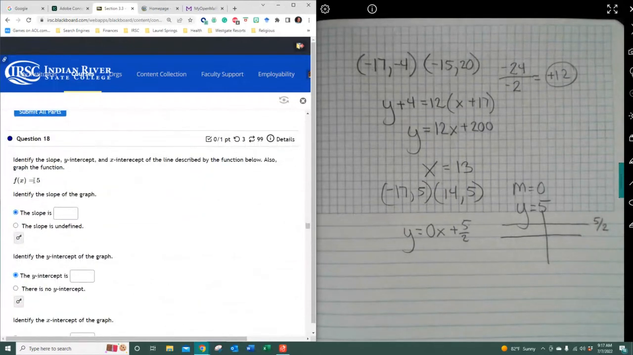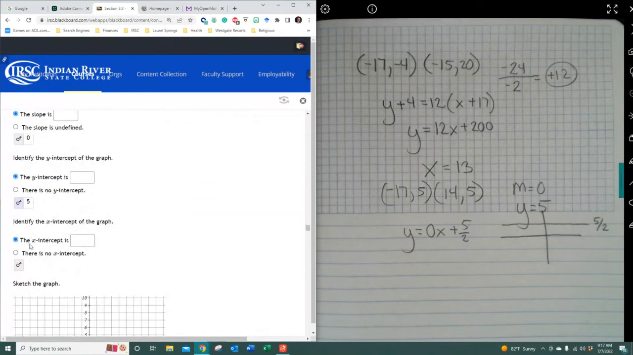Now this is the same idea. This is y equals. So this is a horizontal line. So this is slope 0. The y-intercept is going to be at that same value. All right, and the x-intercept there isn't going to be.